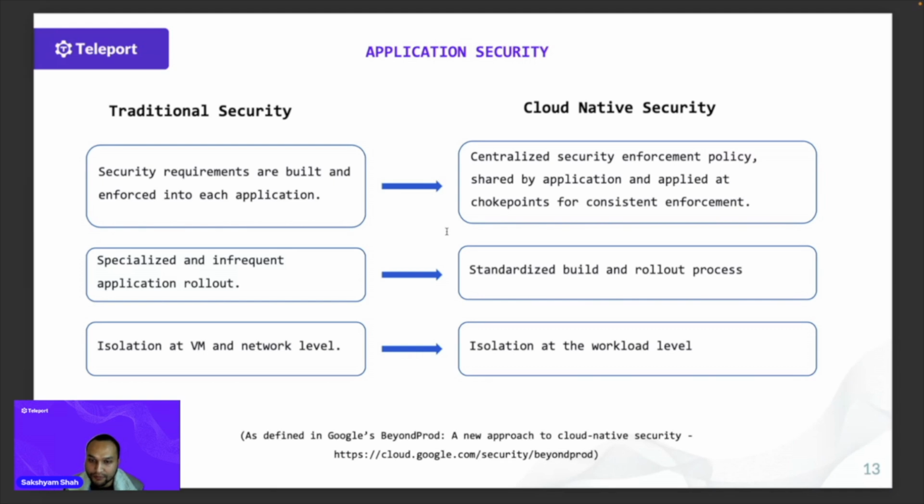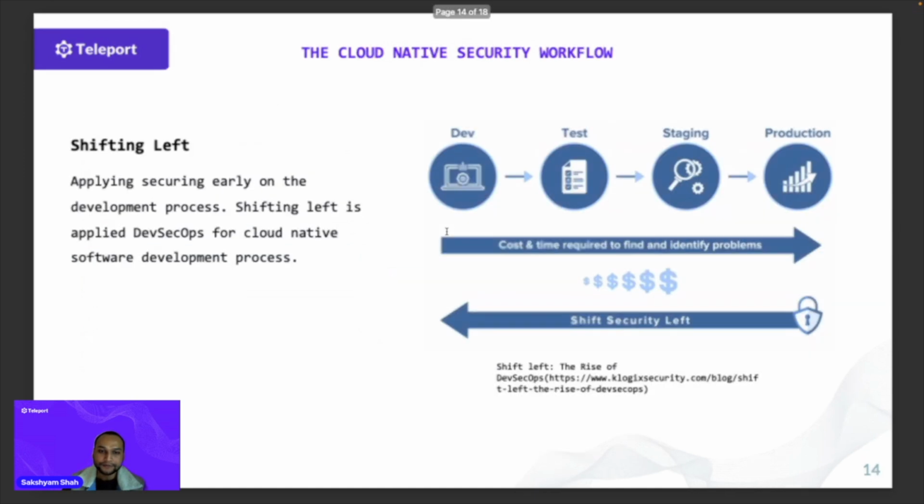That is only possible if you think about isolation at the workload level, and this is possible and way easier to implement in cloud native security, because the underlying infrastructure that Kubernetes provides makes it so much easier to isolate applications at the workload level. So these are the core fundamental differences between traditional and cloud native security in the context of application security.